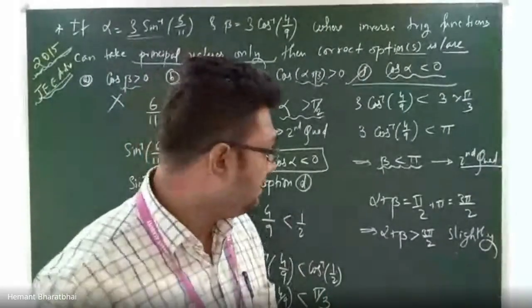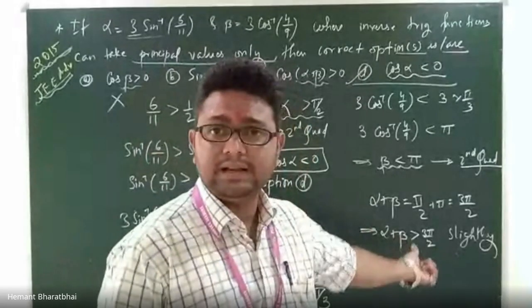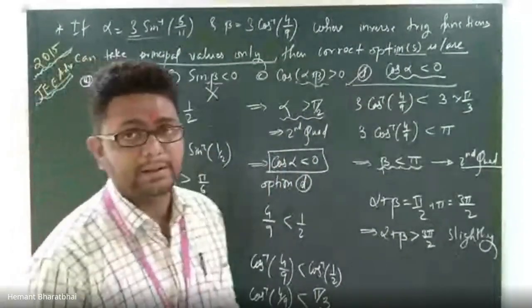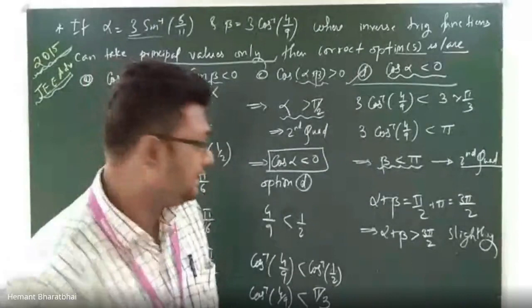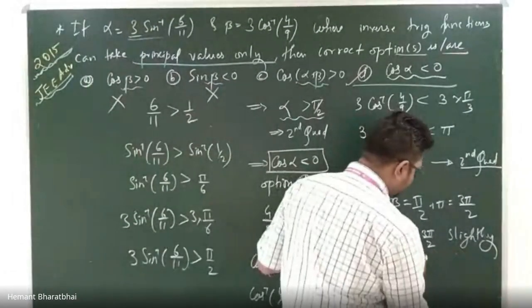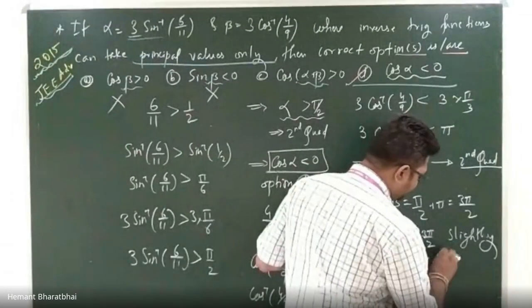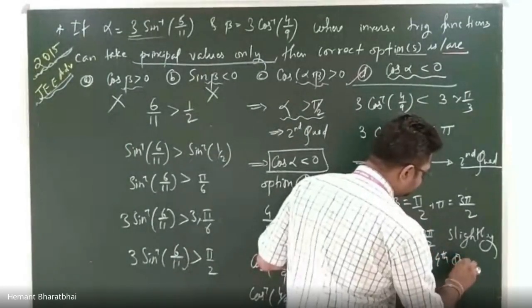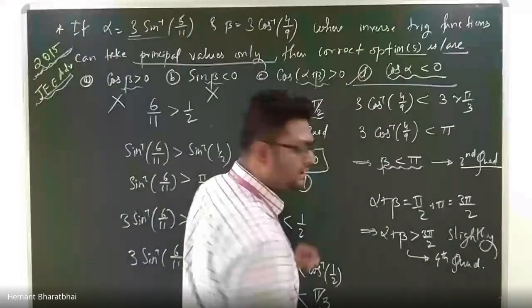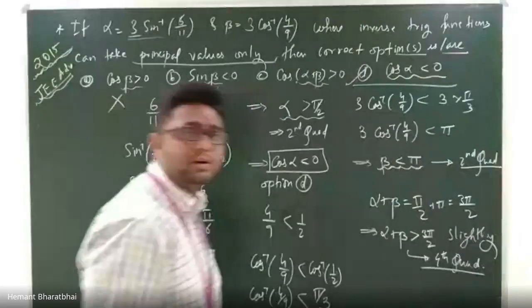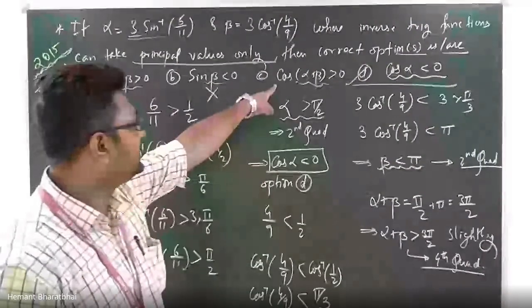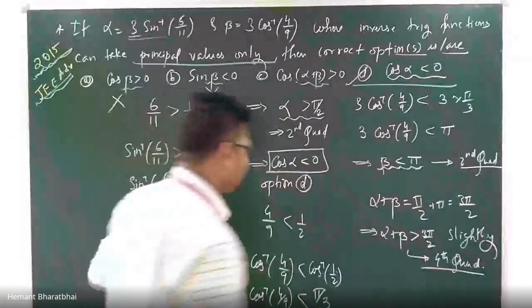So one angle is slightly greater than 90 degrees, whereas the other is slightly less than 180 degrees. Therefore, the addition I'll get will be slightly greater than 270 degrees. So if it is slightly greater than 3 pi by 2, only slightly, not more, it is going to be in the fourth quadrant. Now, if it is lying in the fourth quadrant, my fourth quadrant cos is positive. So here I have cos of alpha plus beta greater than 0.